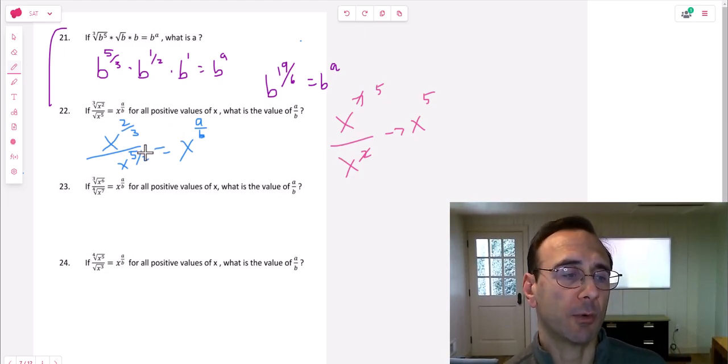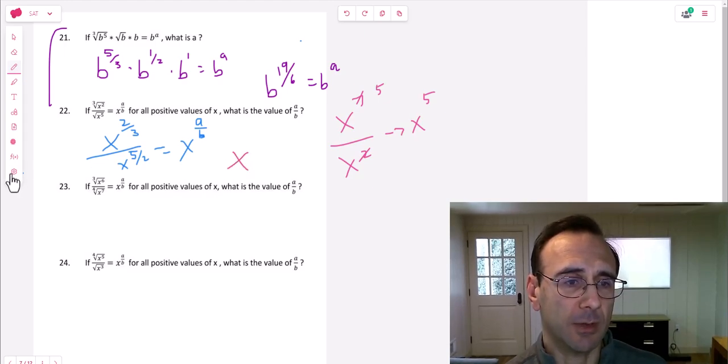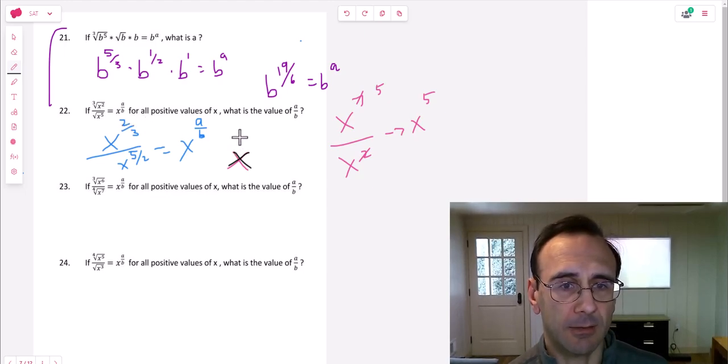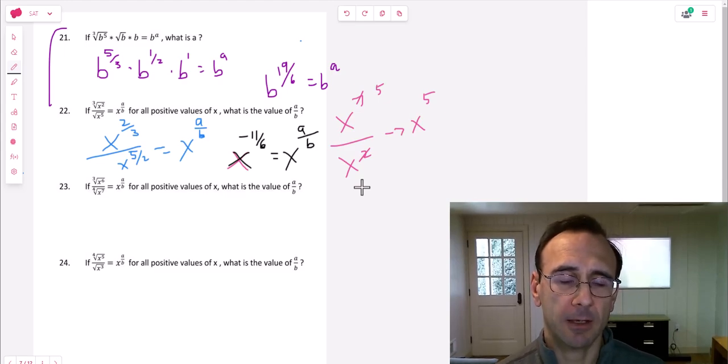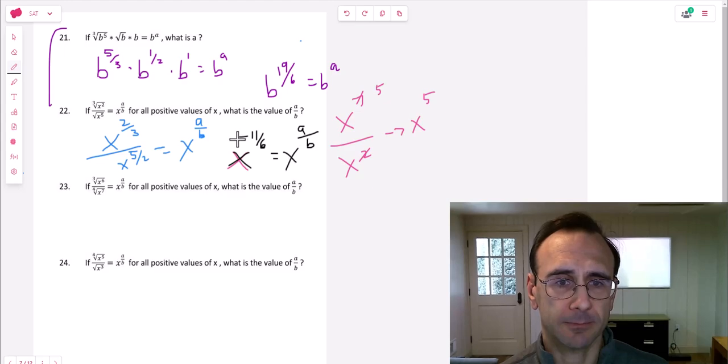So over here, we want to subtract 2/3 minus 5/2 to be able to combine it. And when you do that, you get negative 11 over 6. So x to the negative 11 over 6 equals x to the a over b. So negative 11 over 6 is a over b. And that's our answer.